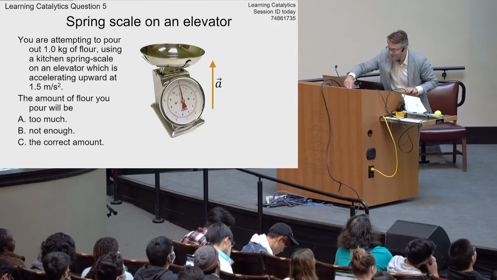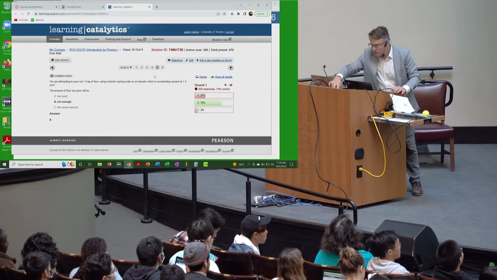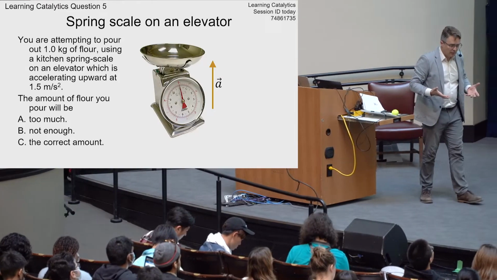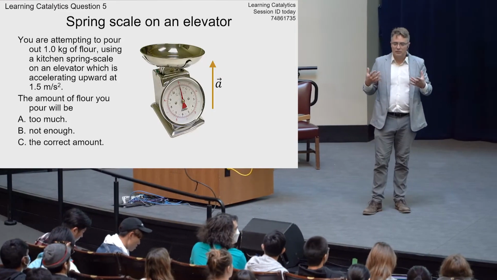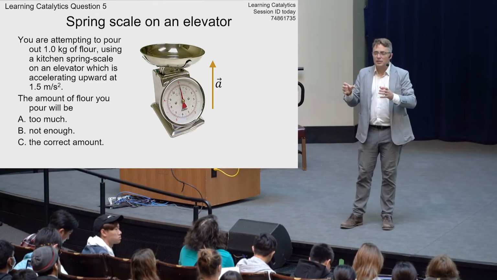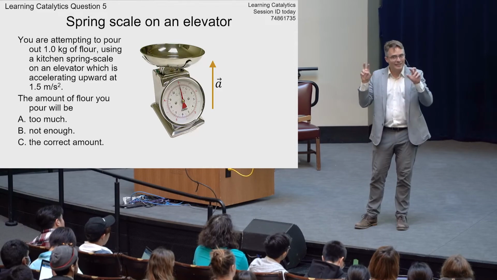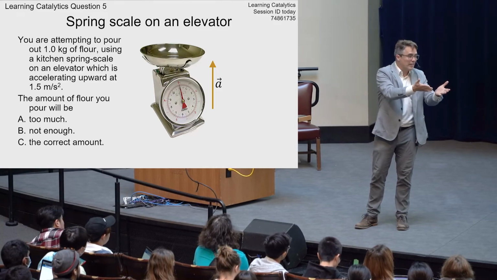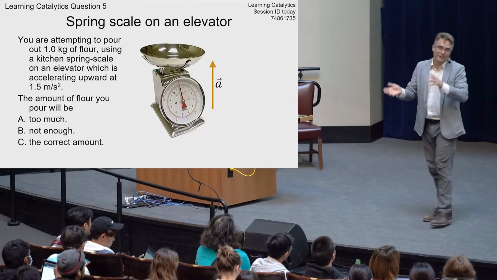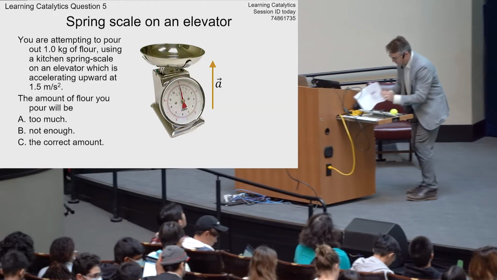Let's see what I'm seeing. Yeah, I liked that, it's not enough. So what you might think is that you're going to feel heavier, and so it's going to be too much. But I think what's going to happen is that I am going to pour the flour until the dial says 1 kilogram. But the dial's reading high. Does that make sense? So I'm going to probably pour out like 0.8 kilograms, but it's going to say 1 kilogram because, I have it on the next slide here.